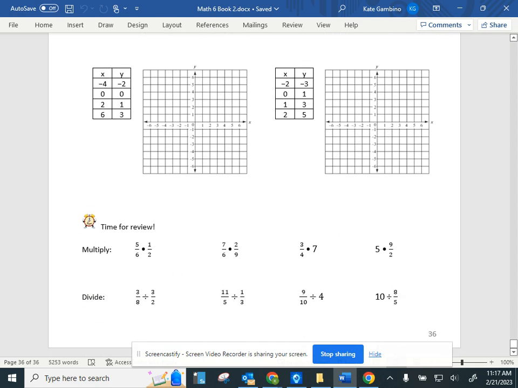And then we have our review working with fractions, multiplying and dividing fractions. Remember, multiplying fractions, you multiply across and then simplify. Dividing fractions, you change it to multiply and you flip that second fraction to its reciprocal, and then you do the same multiplying. So flip dividing to multiply, flip the second fraction to its reciprocal, then multiply across. So working quietly, we have a little bit of work time.